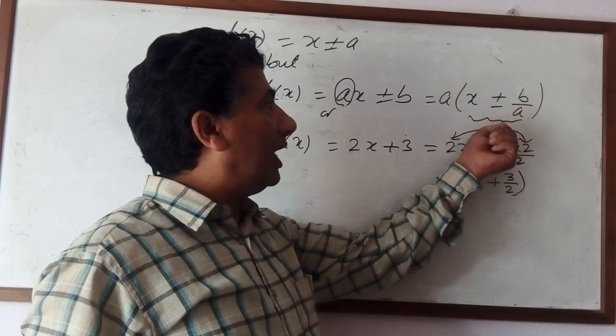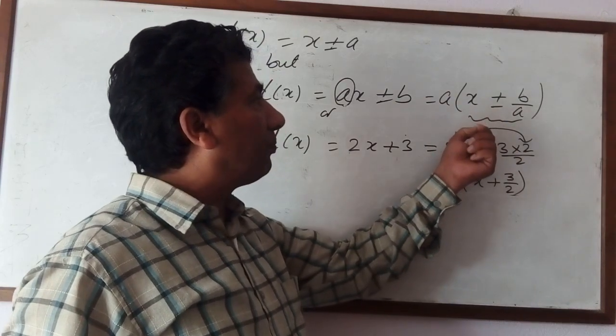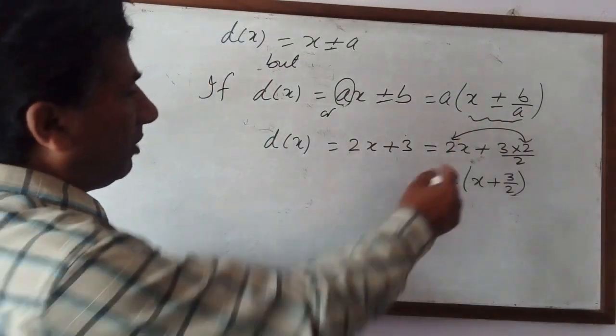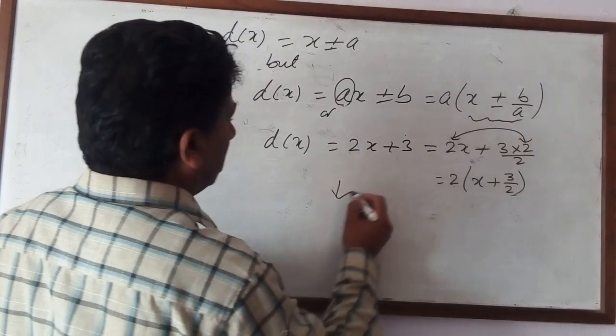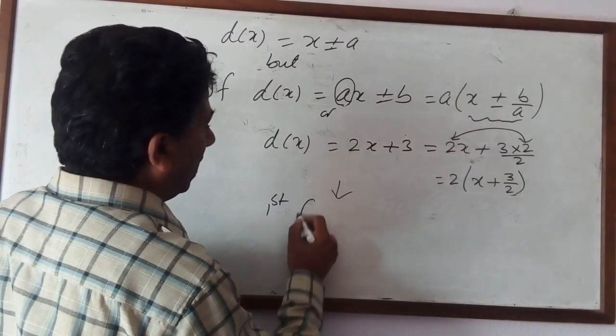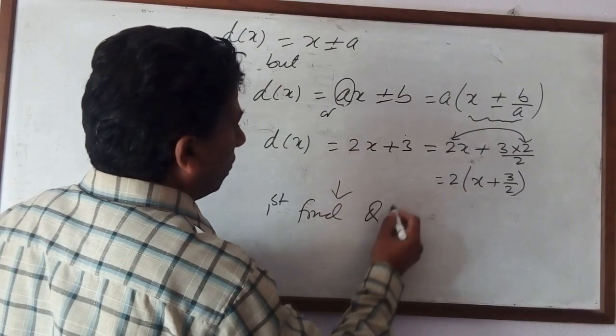Now, when I give one example, then after, it means first find the quotient.